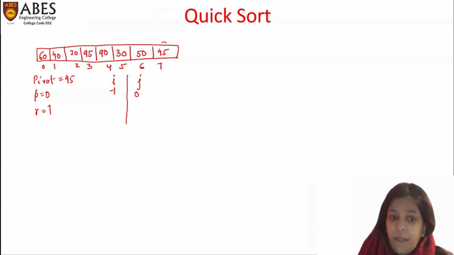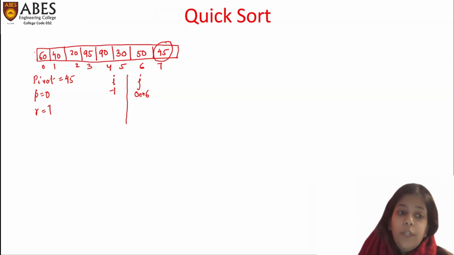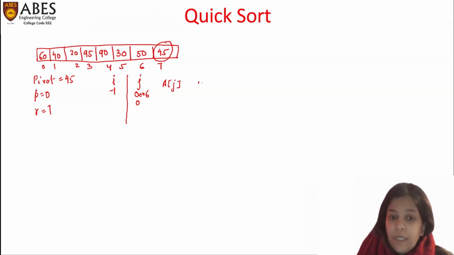And we know that 45 is the pivot. So j will take up the values from 0 to 6. Now, what we are going to do? We are going to check, suppose the value of j is 0, we are going to check the value of A[j] and pivot. If the value of A[j] is greater than pivot, then in that case, we are going to simply increase the value of j.